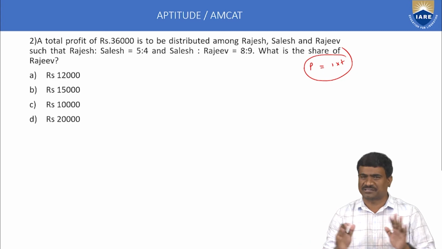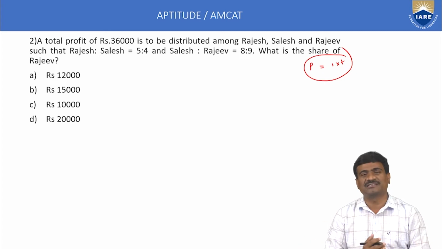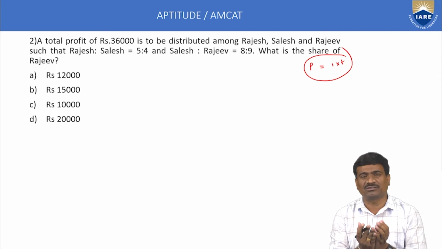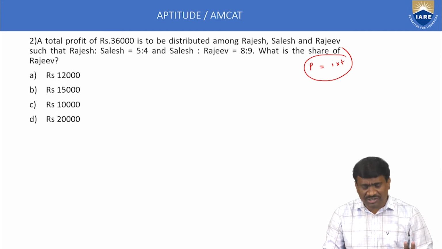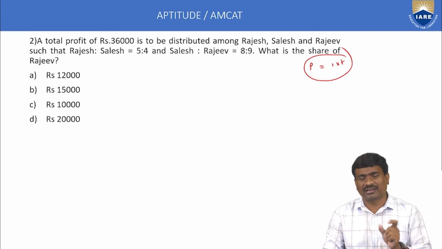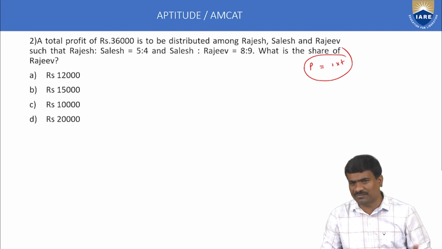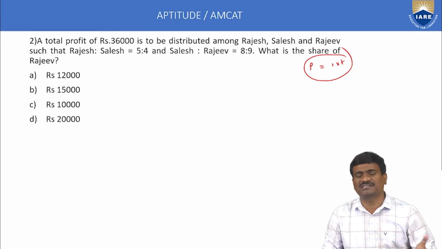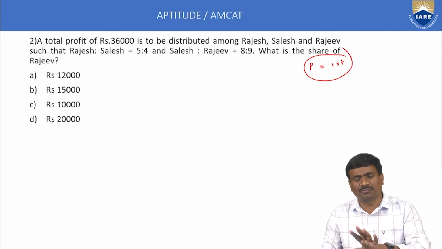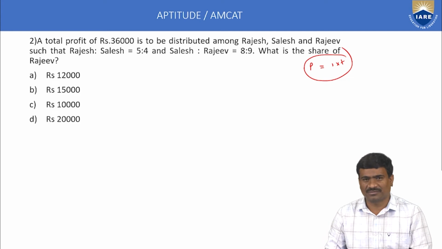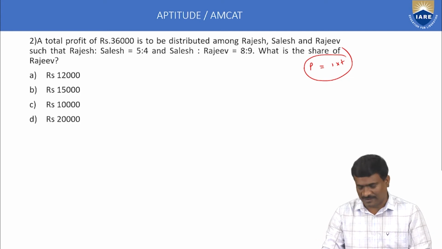Capital means investment. But in this example, total profit is 36,000, but investments are not given, time is not given, only the relation in ratio. Here calculate A is to B is to C. Total profit 36,000, calculate A's share, B's share, C's share. That model only is important. That is the concept of this example.